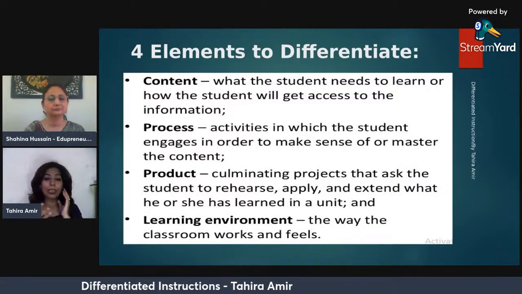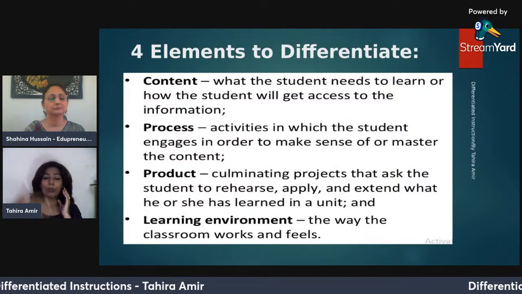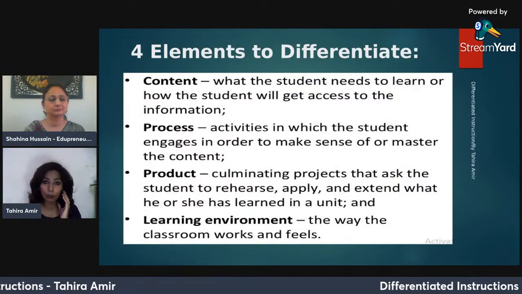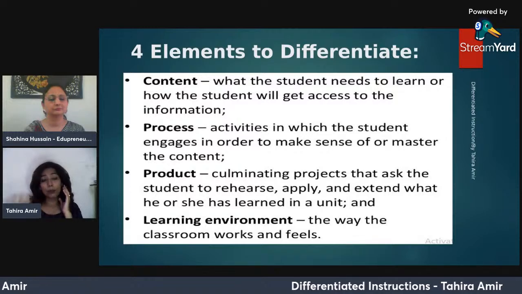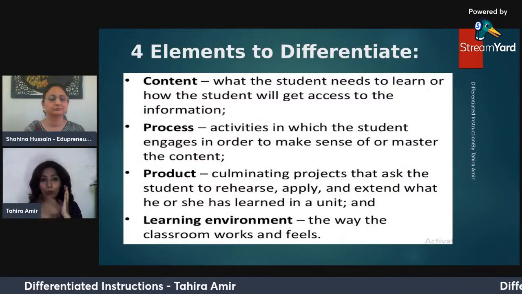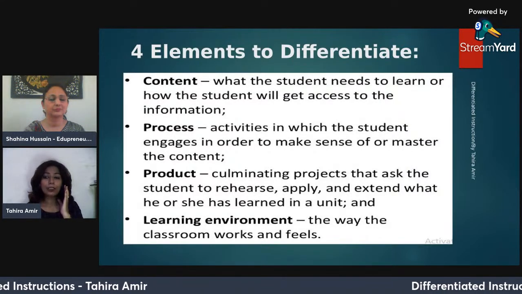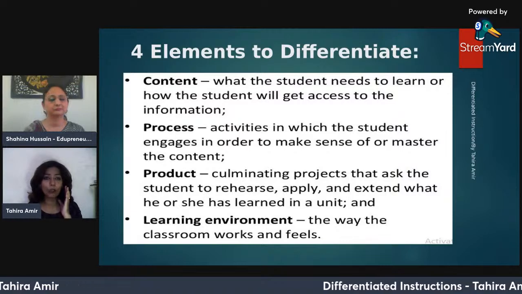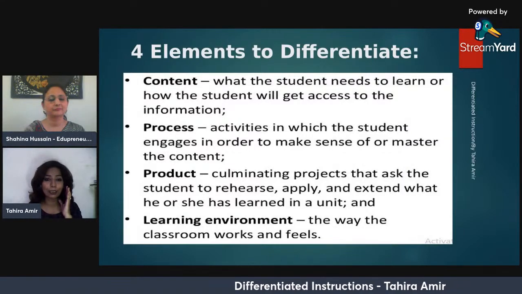Okay, they can be given a chance to come up in front of the class and give an oral presentation, or maybe those students who are kinesthetic learners can ask to build a diorama of the story through illustration. Okay, so this is how we can include differentiation in different areas in our class.